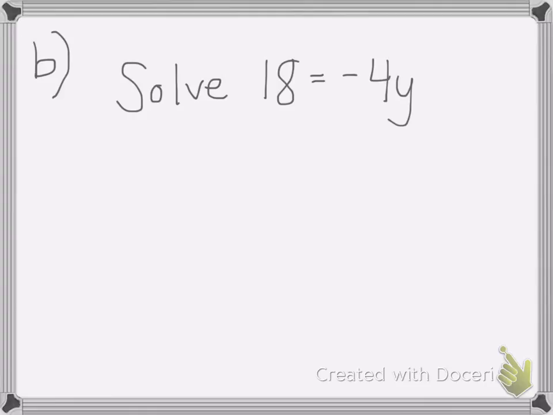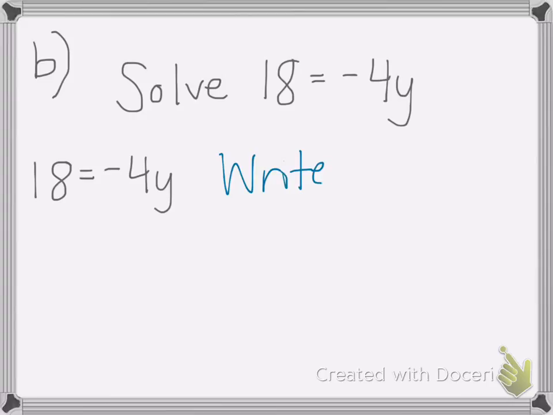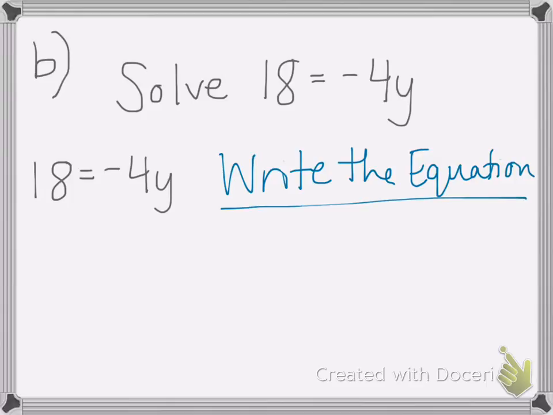So let's actually rewrite our problem. 18 equals negative 4y. And remember, that step is to write the equation. Then your next step will be division, property of equality.